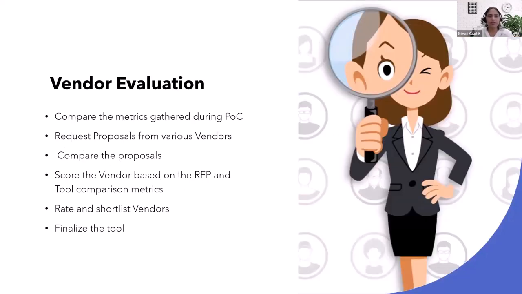Vendor evaluation. Compare the metrics gathered during the POC. Request proposals from various vendors. Compare the proposals, and score the vendors based on the RFP and the tool comparison metrics that you gathered in the previous slide. Rate and shortlist the vendors. You may select one that addresses most of your high priority requirements and is also easy on the pocket.